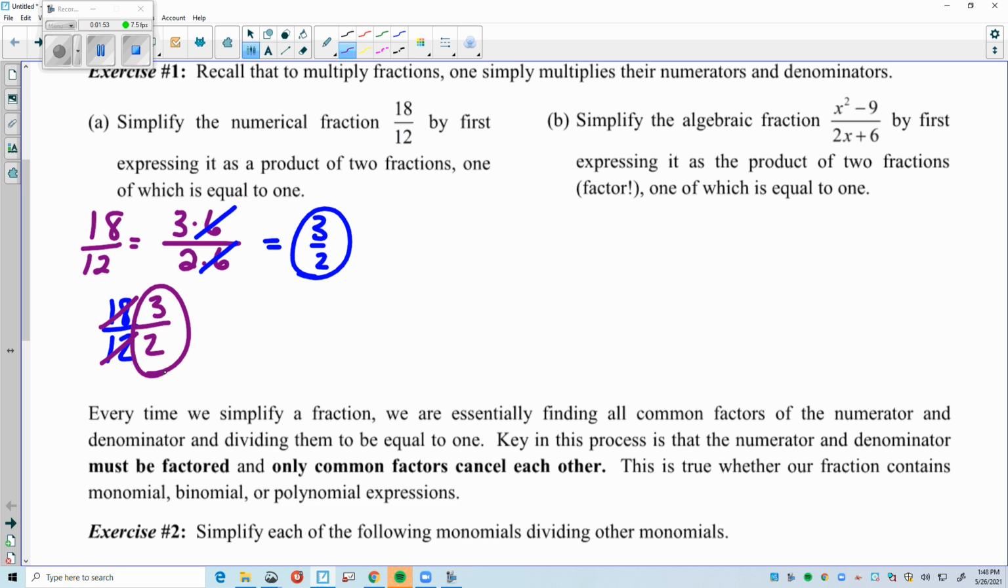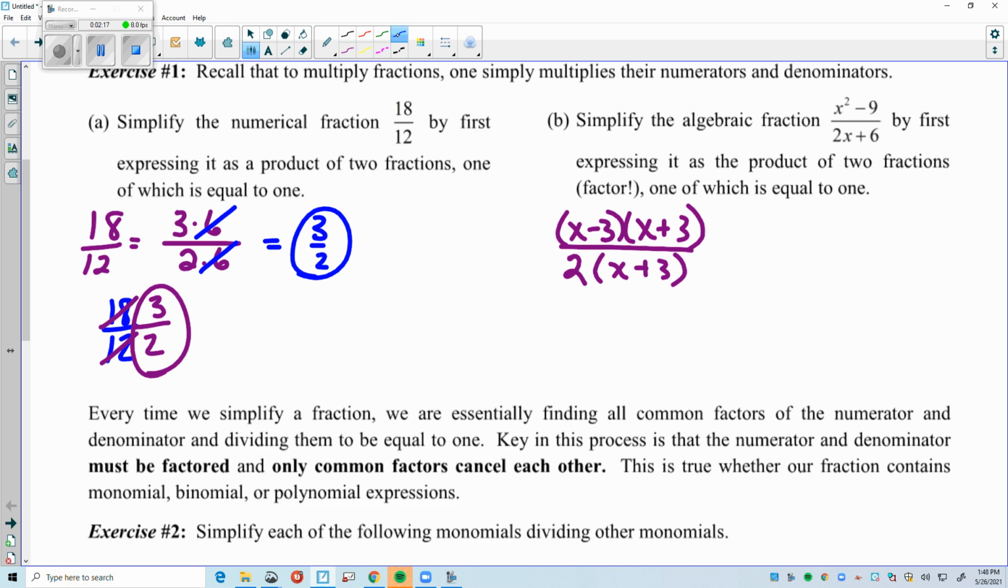I want to express it as the product of two fractions. Again, think factoring. And I'm looking at the top thinking, well, that's going to be the difference of perfect squares. So that's going to factor into x minus 3, x plus 3. And on the bottom, I can see I could pull out a common factor of 2 out of each term. And now I'm going to be left with x plus 3.